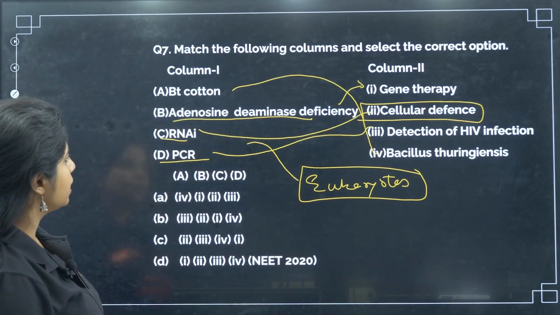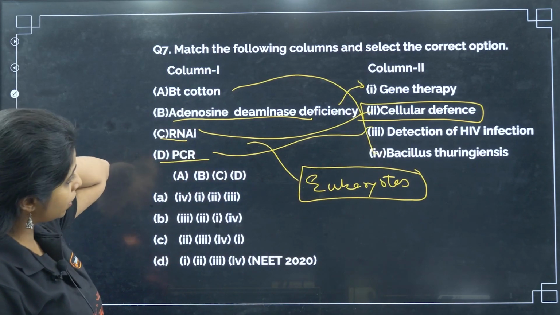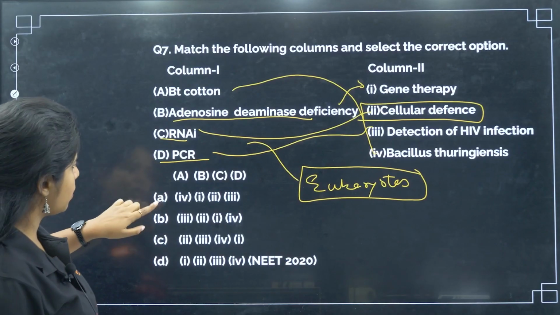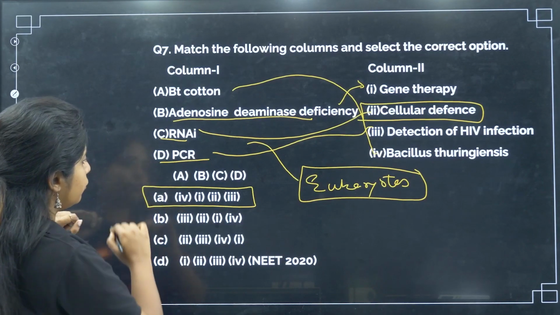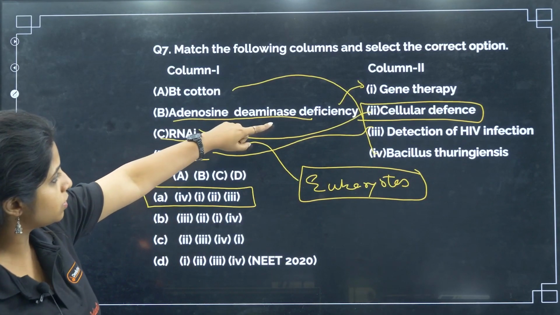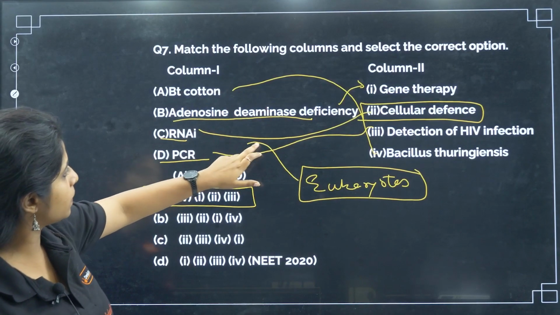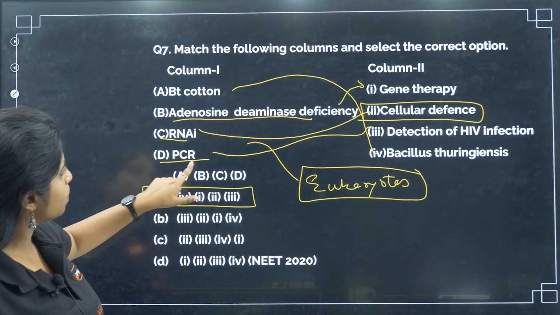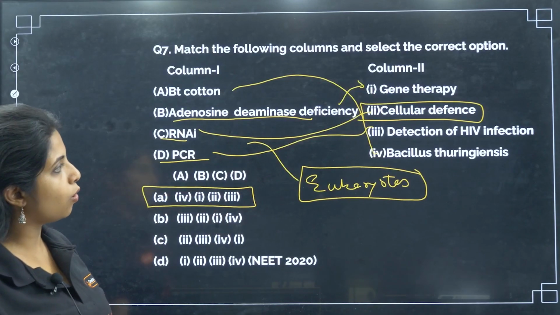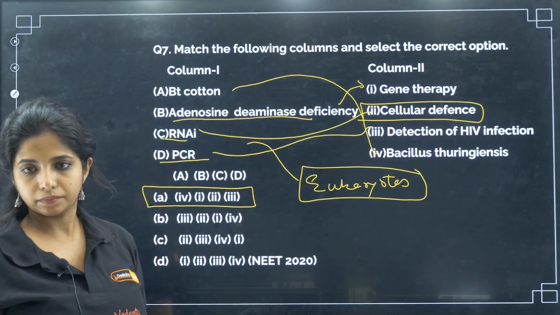and that's why we say PCR is there for detection of HIV infection as well. Okay, works. So Bt cotton goes with 4. I just have one option that goes with A, goes with 4. Okay, B goes with adenosine deaminase deficiency, goes with 1, that is gene therapy. RNA interference basically goes with cellular defense, and PCR will be going with detection of HIV infection.